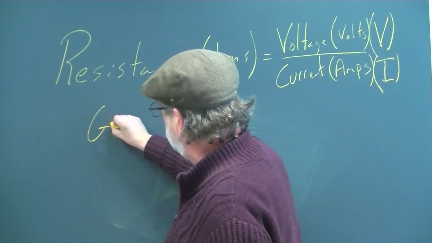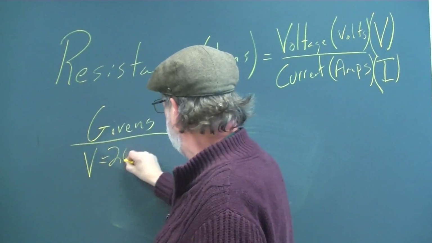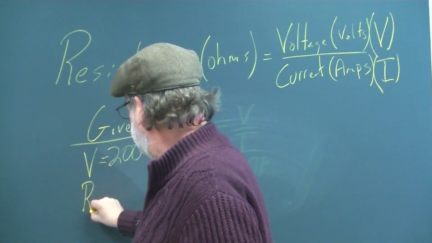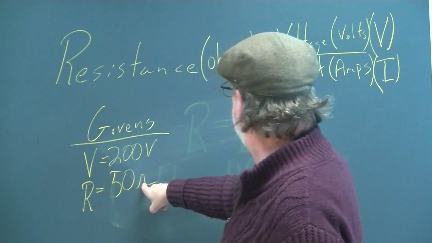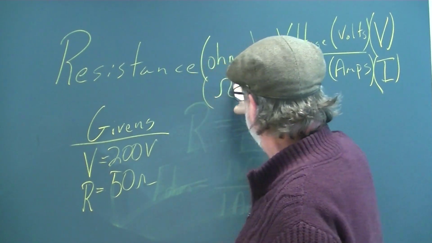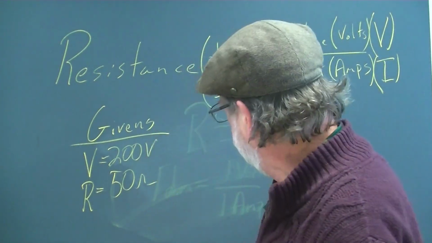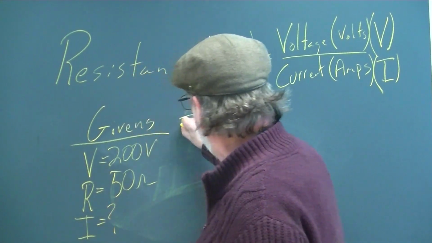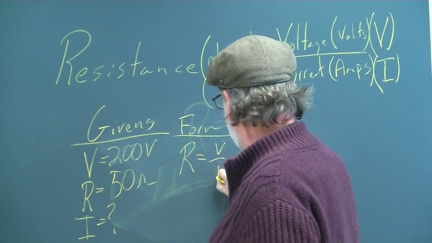So the givens: voltage is 200 volts. And it says the resistance is 50 ohms. To make the ohms sign, the variable is actually this Greek letter omega. Ohms, omega, kind of makes sense. All right, and we want to know what kind of current that would have. So the formula is R equals V over I.